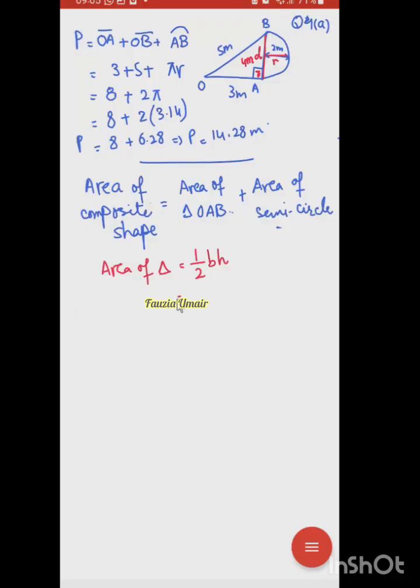So it means that half into base is 3 and the height is 4. ठीक है? You can cancel this 2 with 4 and the answer is 6 meters square. Area of triangle is 6 meters square, right? So now I'm going to find out area of semicircle. So what would be area of semicircle? Area of circle is pi r square. Because it is a semicircle, so we will divide it with 2, right?